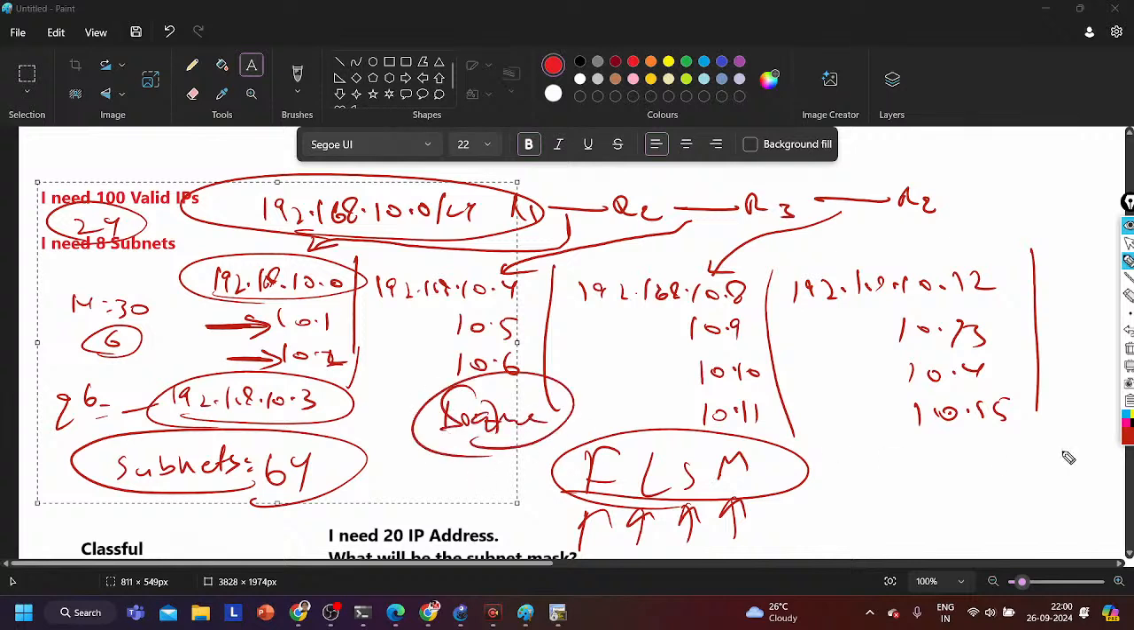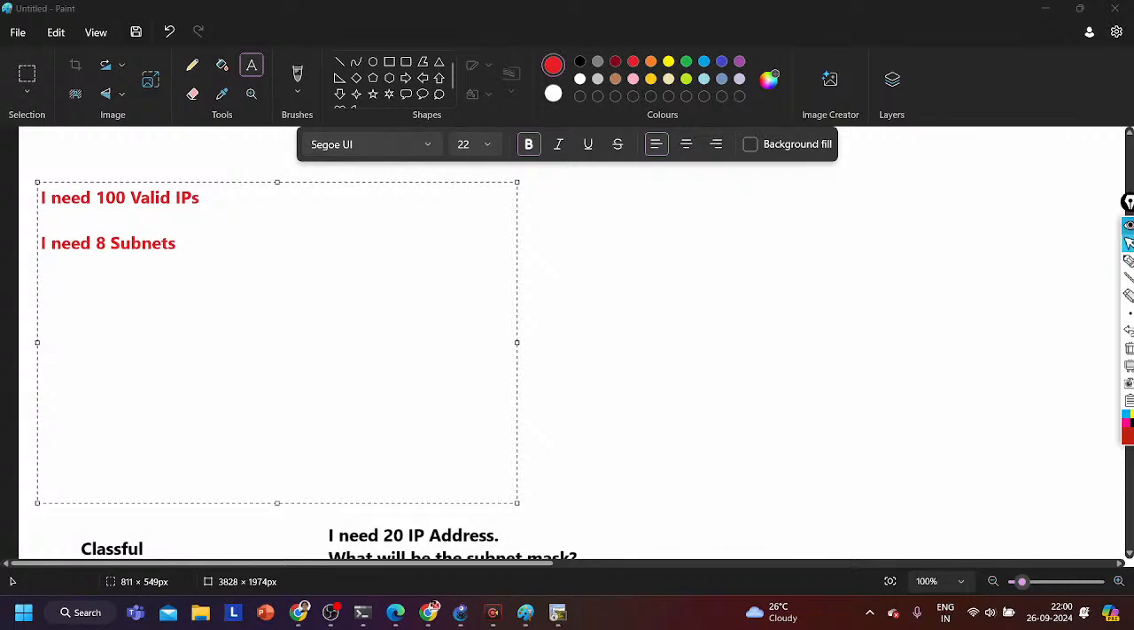What if the length is different? If the length of each network is the same, then you can do FLSM. If the length is not the same, then you will use VLSM, variable length subnet masking, but the concept is exactly the same.